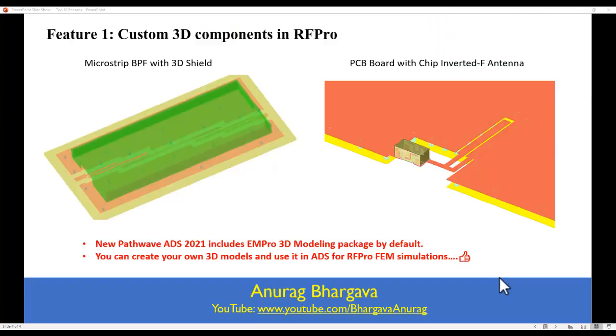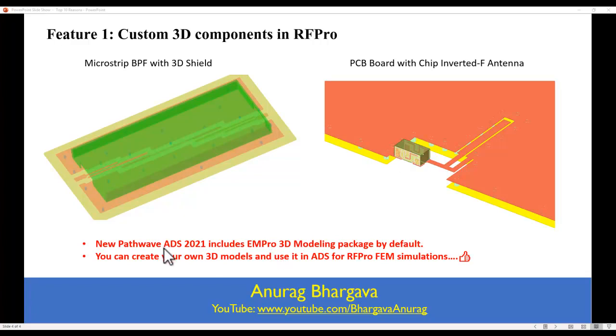In the first tutorial here, we will look at feature number one, which is custom 3D components in RFPro. And I will show you a couple of examples, one with a microstrip BPF with a custom model 3D shield around it. And another, we will look at PCB board with a chip inverted F antenna mounted. And both of these will be modeled using EMPro 3D modeling package.